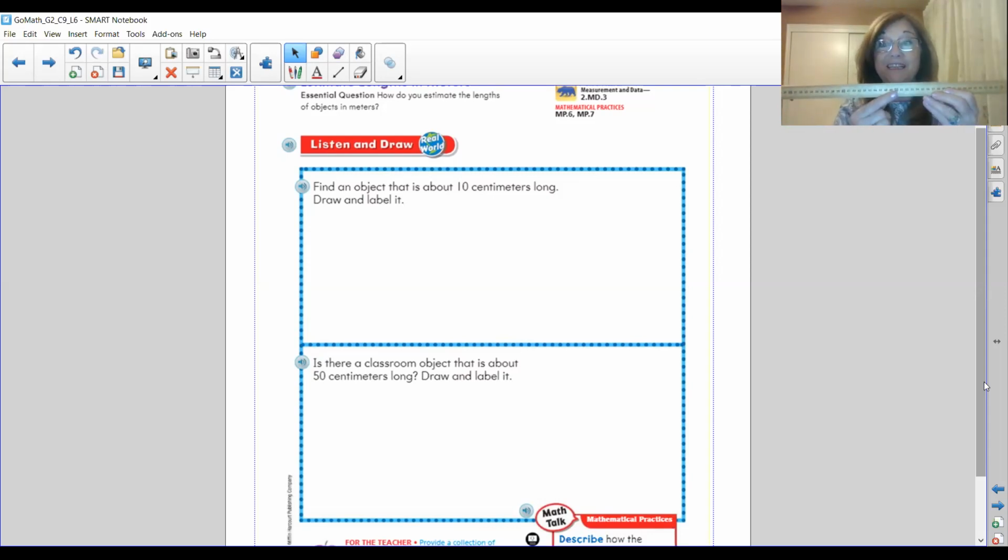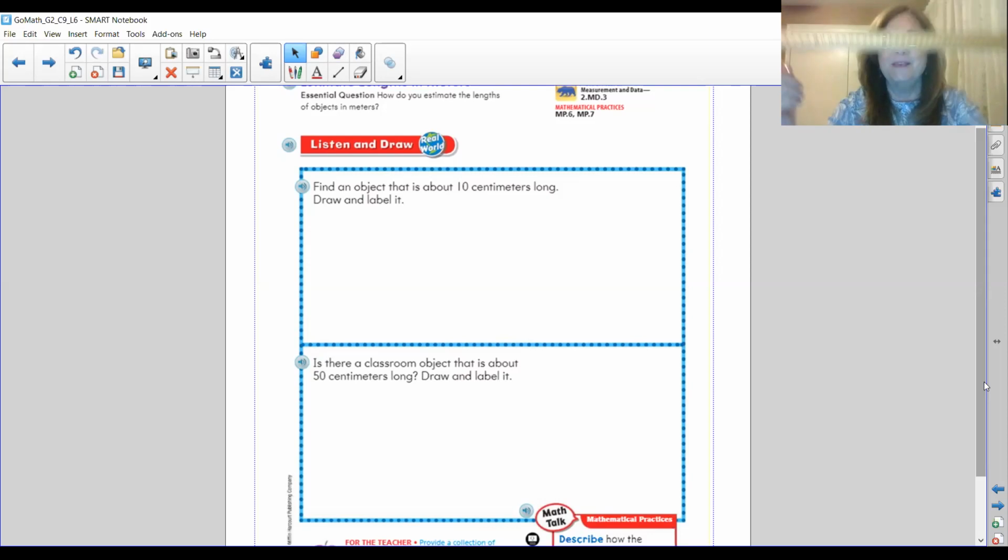Yes, 50 is in the middle. So here's 50 centimeters. So we want to find something that is about this long. That's pretty long. I went around my house and I had a little bit of trouble finding things that were exactly 50 centimeters long, but maybe like a computer screen. I have a big computer right here.